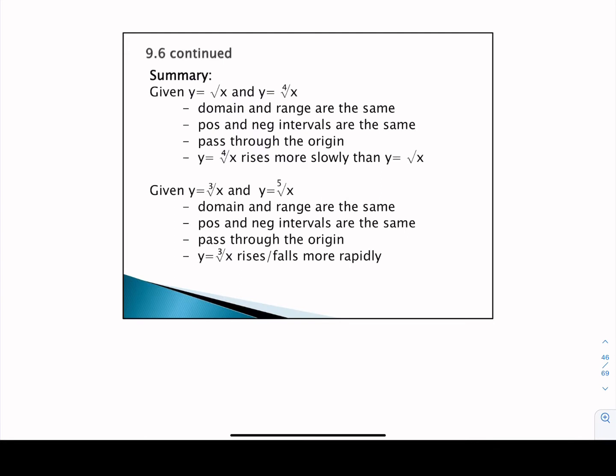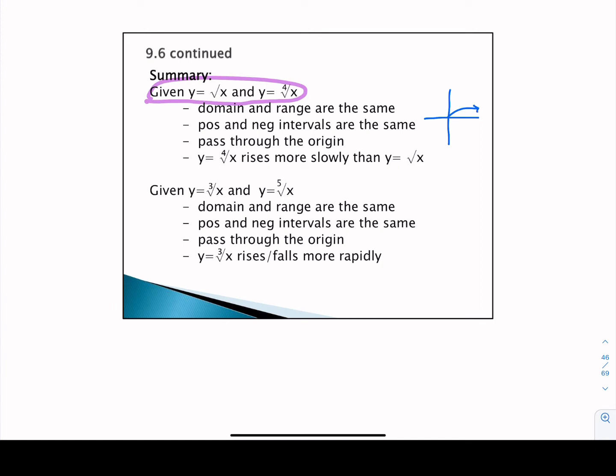So in summary, if you're given the square root of x or the fourth root of x, the domain and range are always going to be the same. Domain is from 0 to infinity and range is from 0 to infinity. The positive and negative intervals are also the same. So without getting into specifics, we know an even root function will look something like this. It will look something like our eyebrow shape.